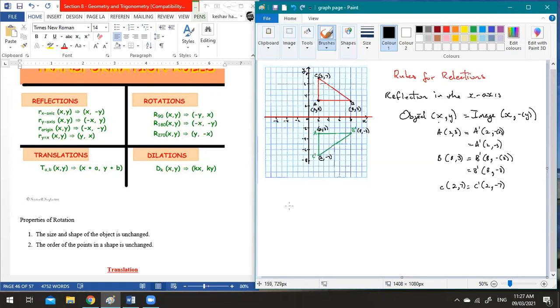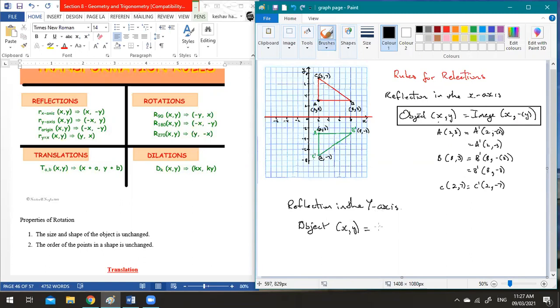What about the rule for reflection on the y-axis? So the rule for reflection in the y-axis, let me highlight that. Right. So if the object has x and y terms, the reflection in the y-axis, the image would have -x and the same y term.